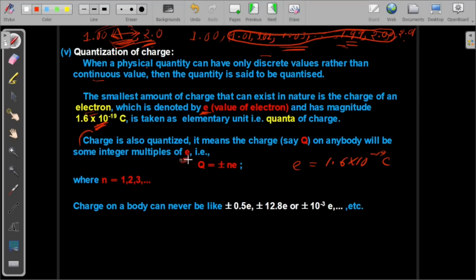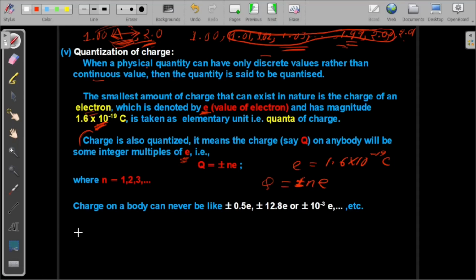Value of charge of an electron. Then the total charge in a body will be n times this, and this plus or minus comes due to the nature of the charge. If it is a positive charge, the sign will be plus. If it is a negative charge, the sign will be minus. That means if the final value is positive, then the plus sign will be shown. For example, I take one example.